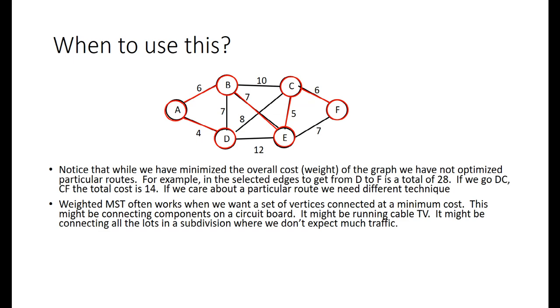It might be connecting all the lots in a subdivision where we don't expect much traffic. Now, if we're going to have a lot of traffic, we might start worrying about the capacity of the edges, and that might bring us to some different conclusions about where we should build roads. But if there's not a lot of traffic and we simply have to get all the lots connected, then a minimal spanning tree could be a good approach.